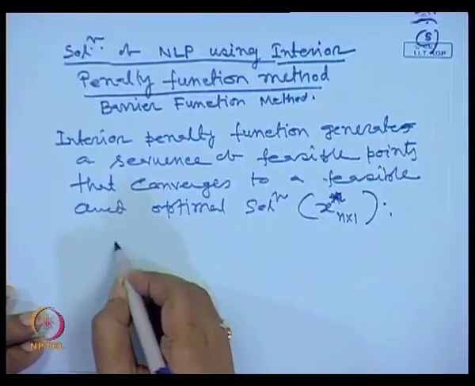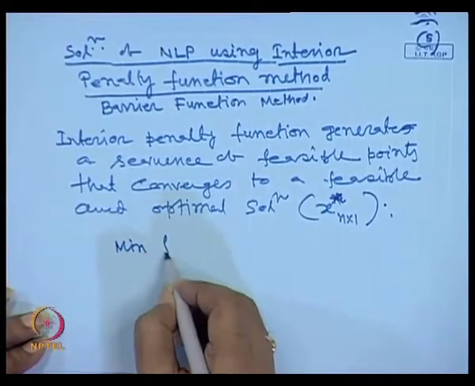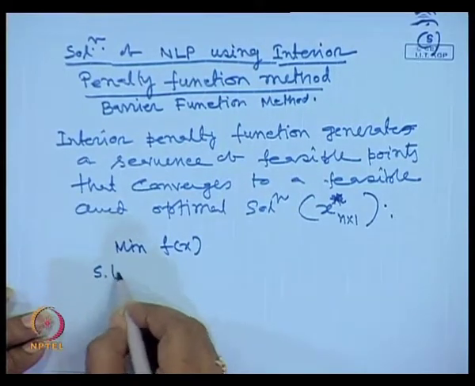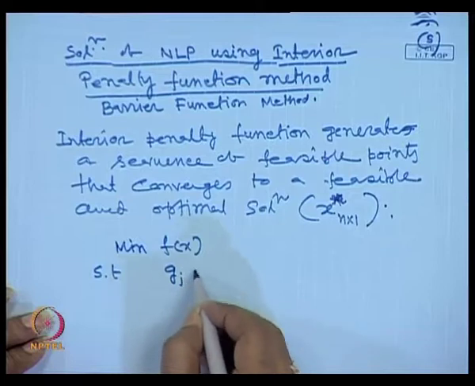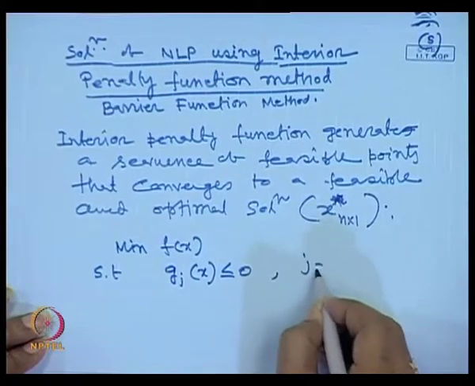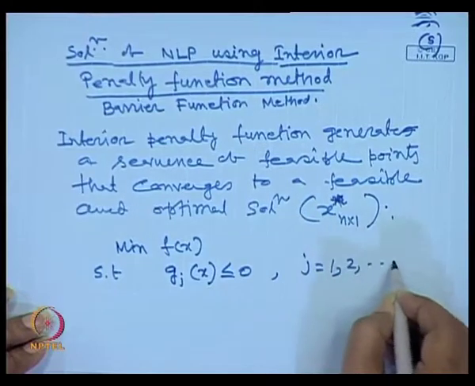So let us see the interpretation of these things. Why does the tau k value decrease and ultimately approach 0 to get the optimal solution of the problem using the interior penalty function method? Let us take this simple example.